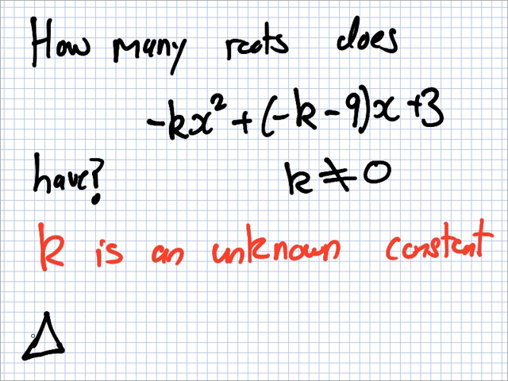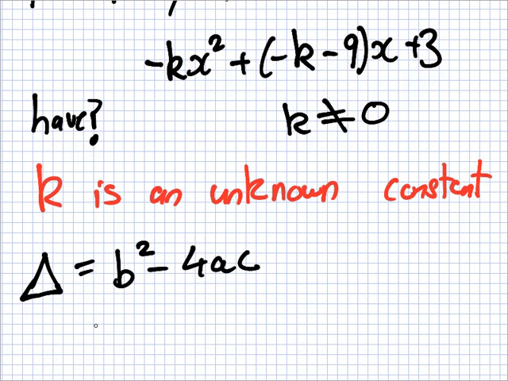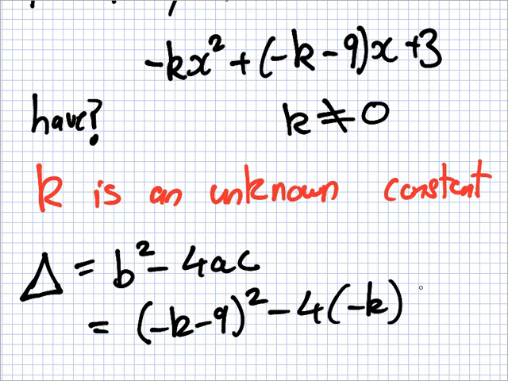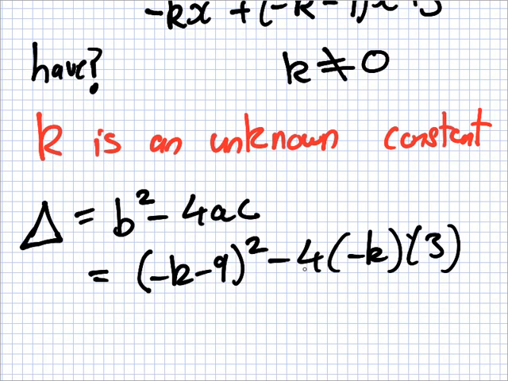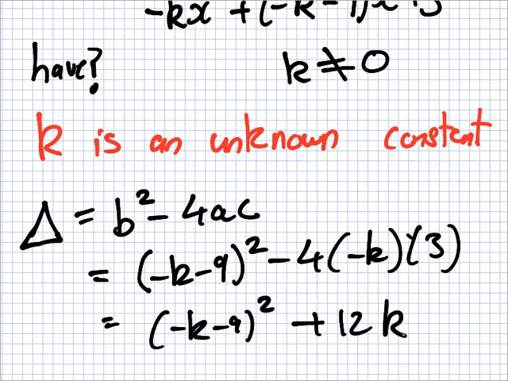Let's have a look. If I want to know how many roots this has, I need to know what the discriminant is. So the discriminant is b squared minus 4ac. But what's the b here? Minus k minus 9 squared minus 4 times minus k times 3. Is this positive or negative? Yeah, well, this is minus k minus 9 squared plus 12k.